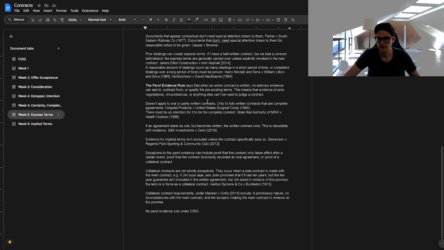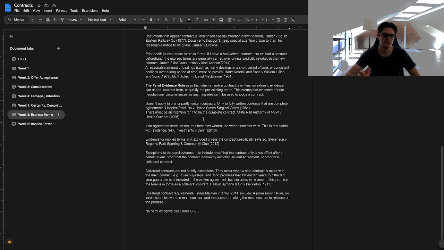The parole evidence rule is the idea that once we've got a signed, entire, complete written contract, then no extrinsic evidence can add to, subtract from, or qualify the pre-existing terms. This means that evidence of prior negotiation, circumstances, or anything else can't be used to judge a contract. It's exactly what it says it is. This doesn't apply to oral contracts or partially written contracts, right?